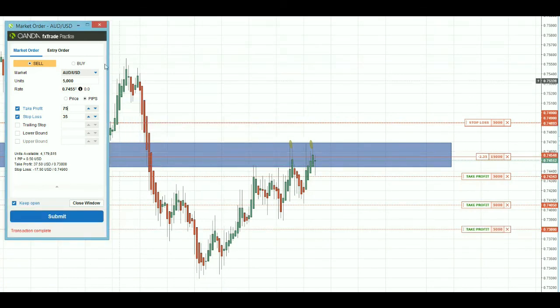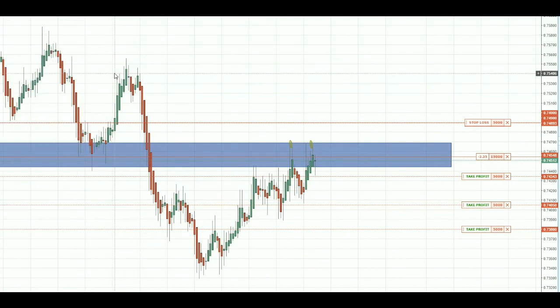So instead of me opening one trade with what I always trade based on my money management, which is 15,000 units, I will open 3 different trades with different profit targets, and have only a 35 pip stop loss on each of them.